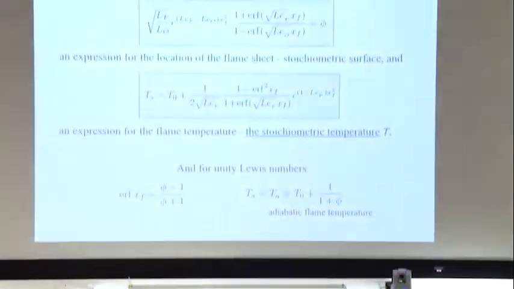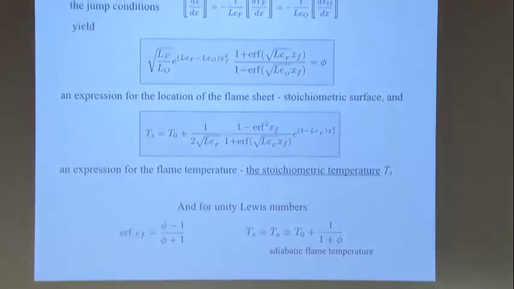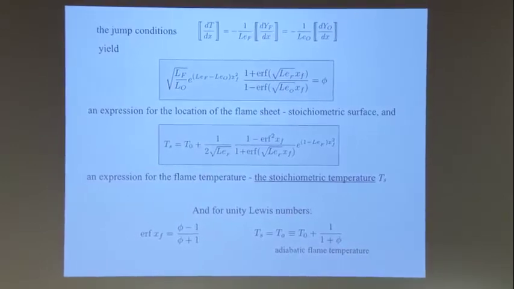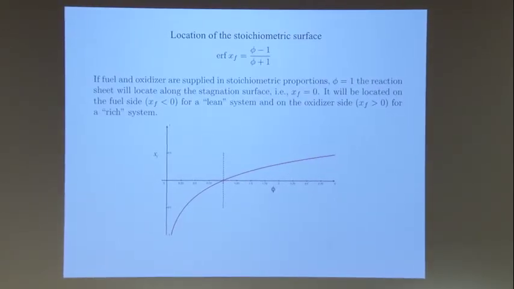If you provide the fuel and oxidizer at a rate which is the stoichiometric ratio, the flame will be exactly at the center, right? But otherwise, if phi is less than 1, in other words, if it's lean, then it's going to sit on the fuel side, and if it's rich, it's going to sit on the oxidizer side. And that's what this graph, in fact, shows. This is the location as a function of phi. Phi equal to 1 is here, and it's at 0.